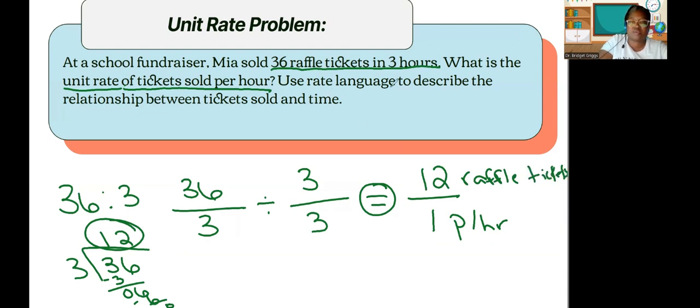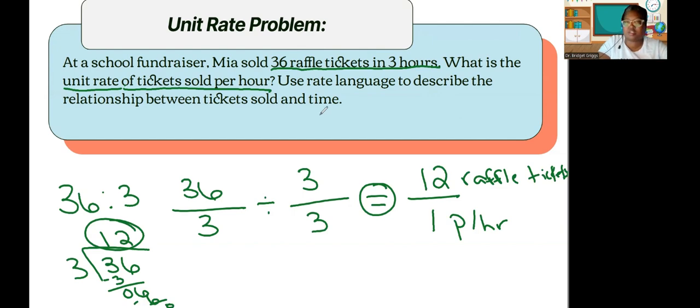Okay, so using our rate language to describe the relationship, we now know that the unit rate of tickets sold per hour is 12 raffle tickets per hour. So per 1 hour, they're able to sell 12 raffle tickets. And that makes sense, because if we did 2 hours, well, that would be 12 times 2, and that would be 24. And then the 3 hours we have here, which would be 3 times 12, which gives us 36.